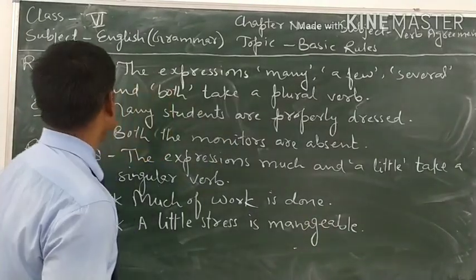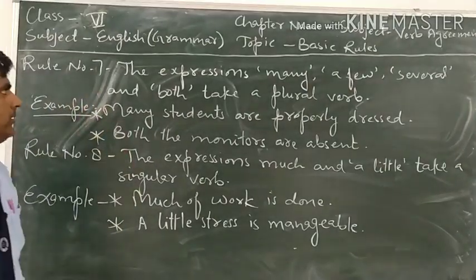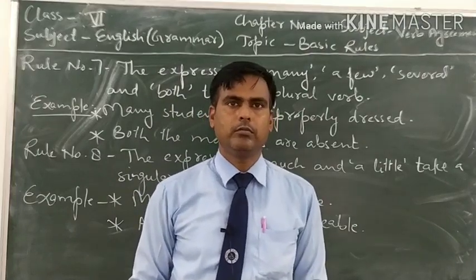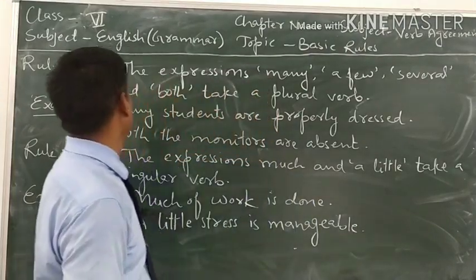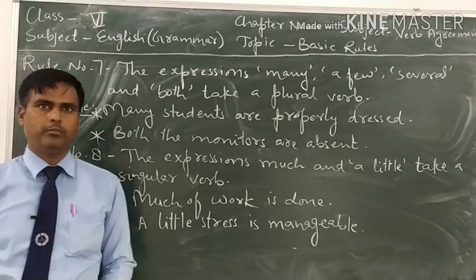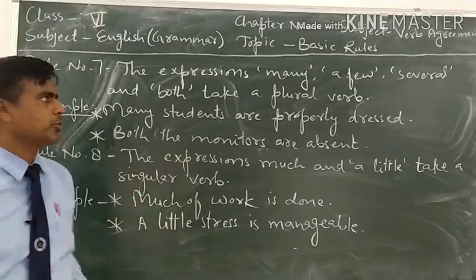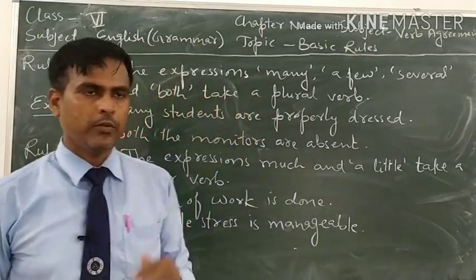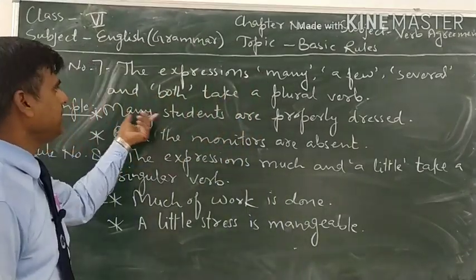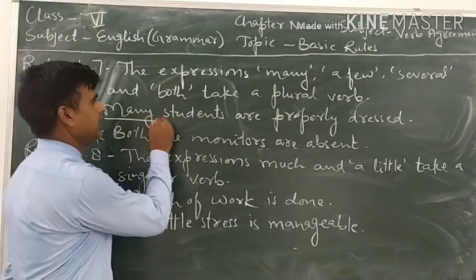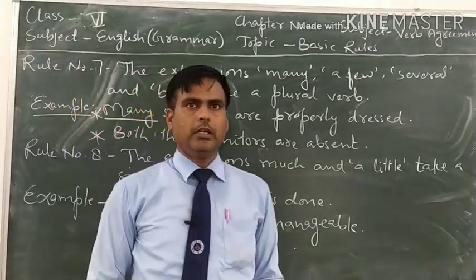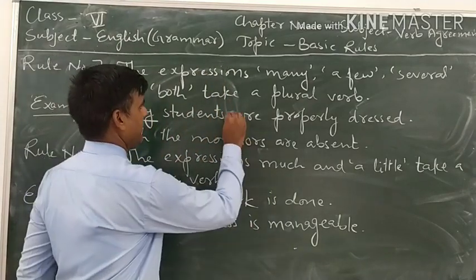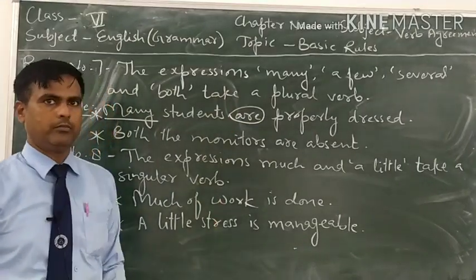Now come to the next rule, rule number 7. The expressions many, a few, several and both take a plural verb. If these expressions are used in any sentence, we will use a plural verb. For example, many students are properly dressed. In this sentence, we see the word many. That's why we will use a plural verb.